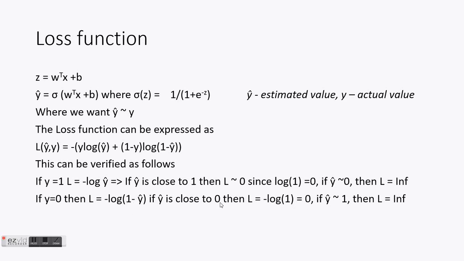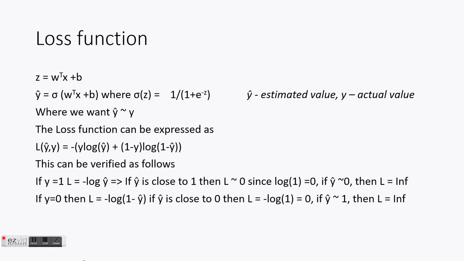Alternatively, in this equation, if y hat was close to 1, then it would be minus log of 1 minus 1, which would be minus log of 0, which essentially comes to infinity. So what does this say? It says if our estimated value of y hat is close to y, then our loss is 0, or our error is close to 0. Alternatively, if it is the other way around, then our loss is infinity.